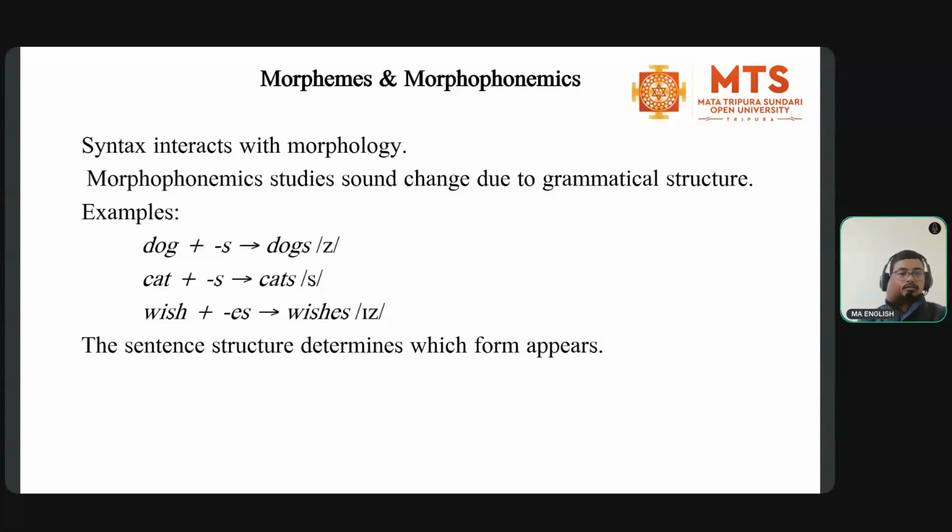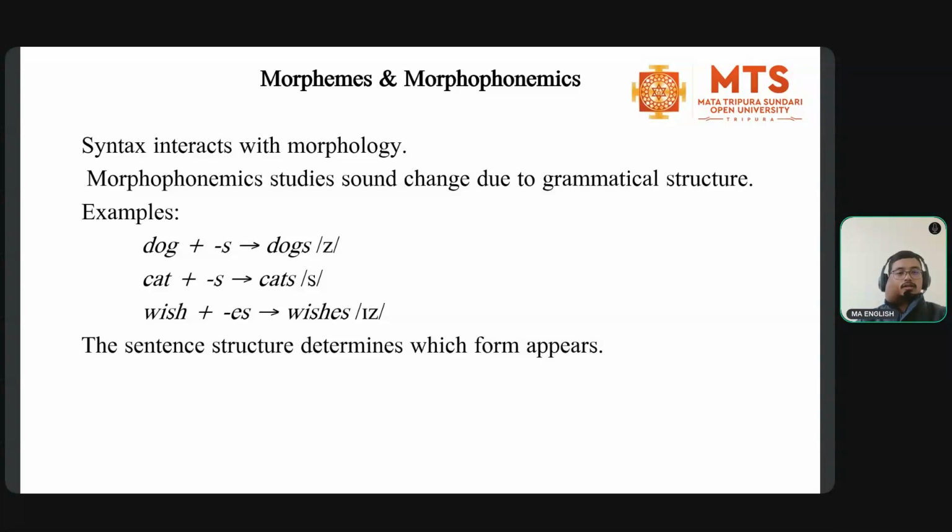So when the word dog ends with a voiced consonant, that is g, that's why it is pronounced as dogz instead of dogs, right? But when a word ends with a voiceless sound like t, it sounds as cats, right?